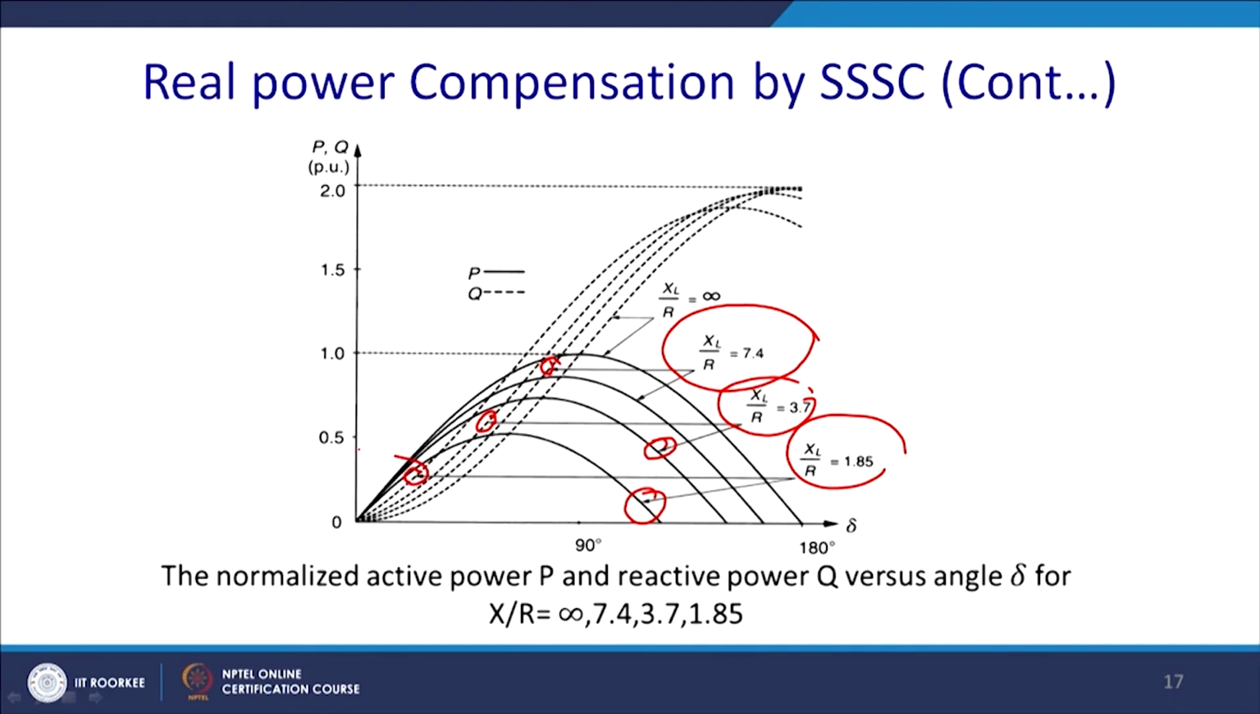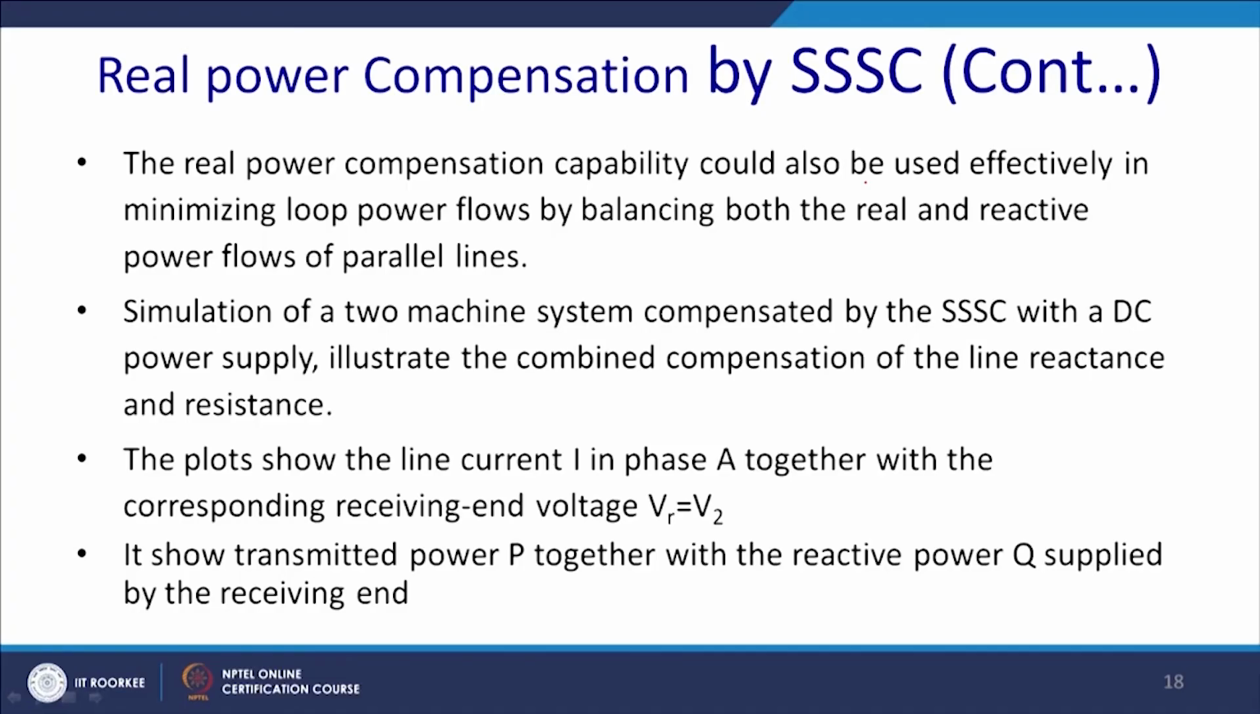So, what happened? The real power transmission capability will drastically decrease, and this is the case where the XL by R ratio is very high. So, this will actually be the ideal case where two machine theory will hold good. Now, with this observation, what can we conclude? The real power compensation capability could also be used effectively in minimizing the loop power flow by balancing both the real and the reactive power flow in the parallel lines.